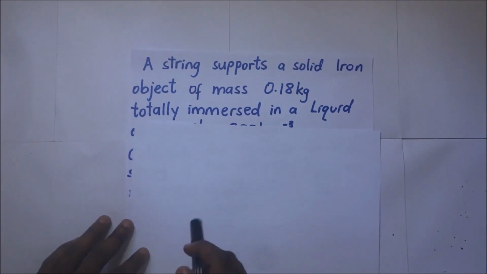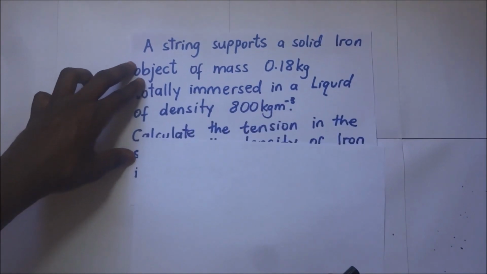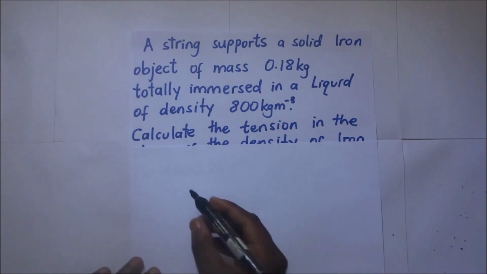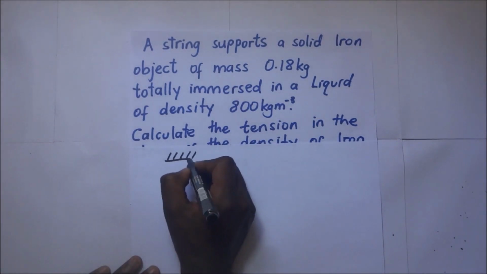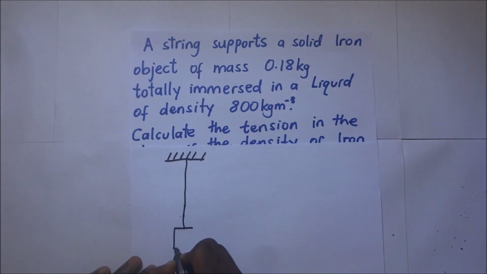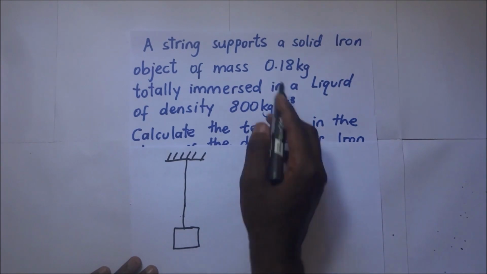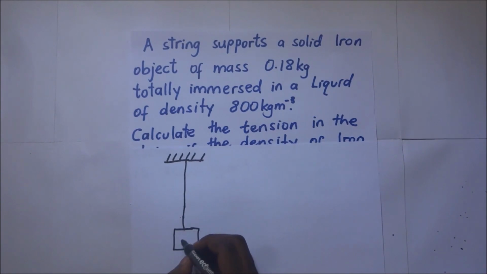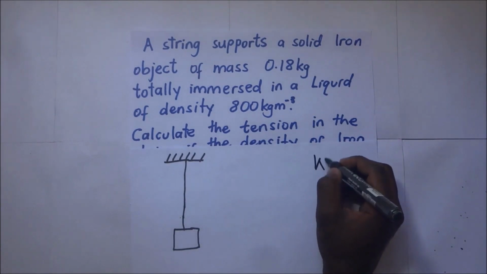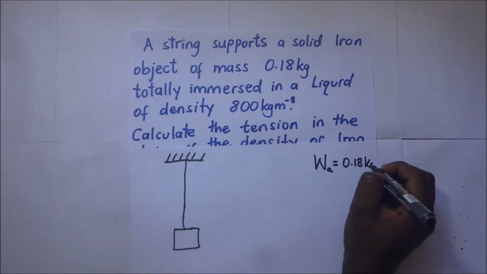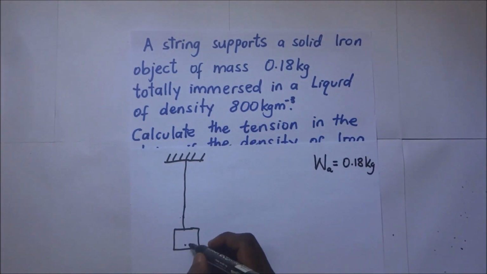We'll do it diagrammatically. The question says that a string supports a solid iron object of mass 0.18 kilograms. So we are having a string right there. It is supporting this thing right there. And the mass of this thing, this iron object, when it is in air is 0.18 kilograms. That is the mass of this thing.